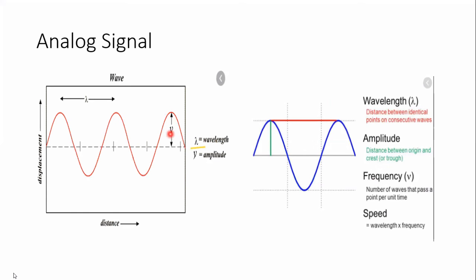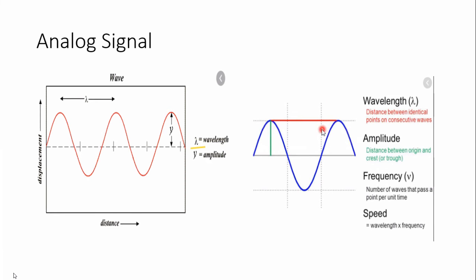So mark this, this is the wavelength. This is the neutral point. From the neutral point, the wave goes up to its highest point, then after that it decreases again. This length is called the wavelength, and the wavelength is denoted by the sign lambda. And here we are denoting y as the amplitude. What is amplitude? Amplitude means the measurement from the neutral point to the highest point.